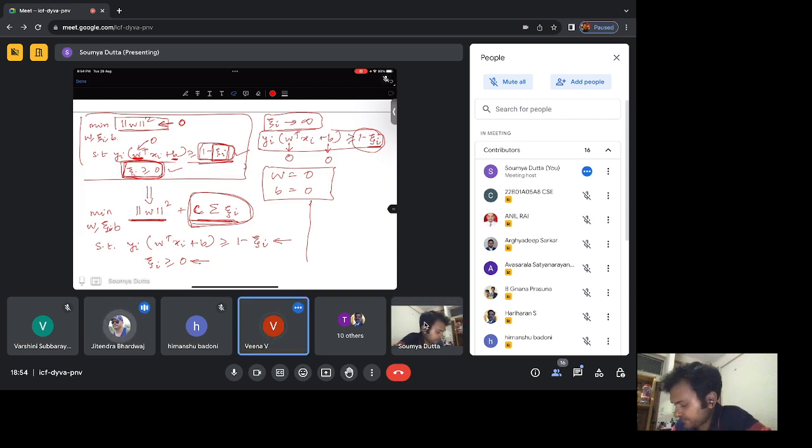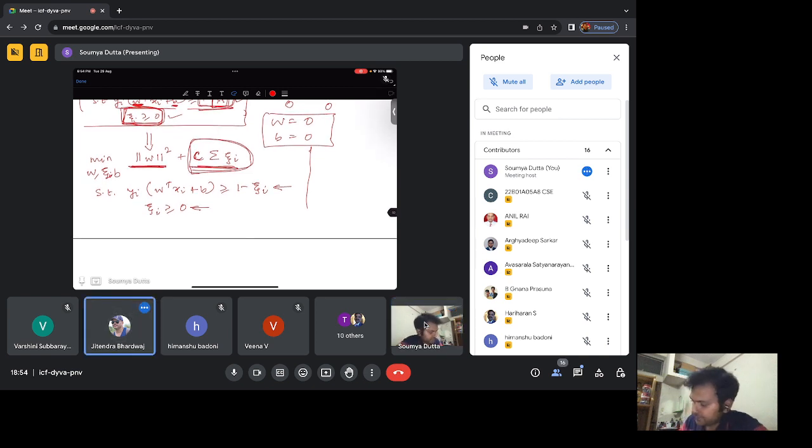Also my confusion point, C into the summation of zeta i, how is C controlling that minimization? Right. So let's say you make C infinity or a very large number, then what do you think zeta will come up to? Zeta is greater than or equal to 0, so any positive number, yes, 0.